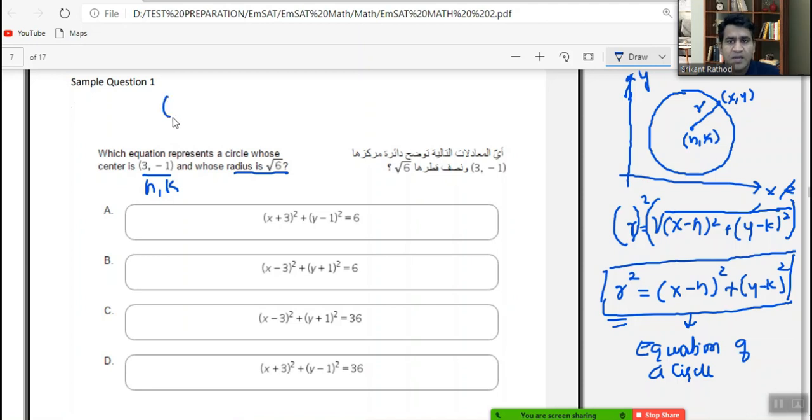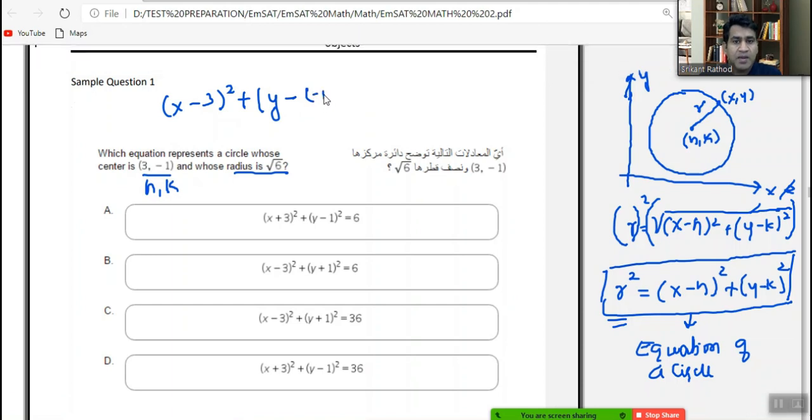So let me write it. X, the value of h is going to be 3, so x minus 3 square, plus y minus, what is the value of k here? The value of k here is going to be negative 1. Look here, so the value of k is negative 1. So the minus sign is already there, minus 1 square is equal to the value of r, which is going to be root 6.